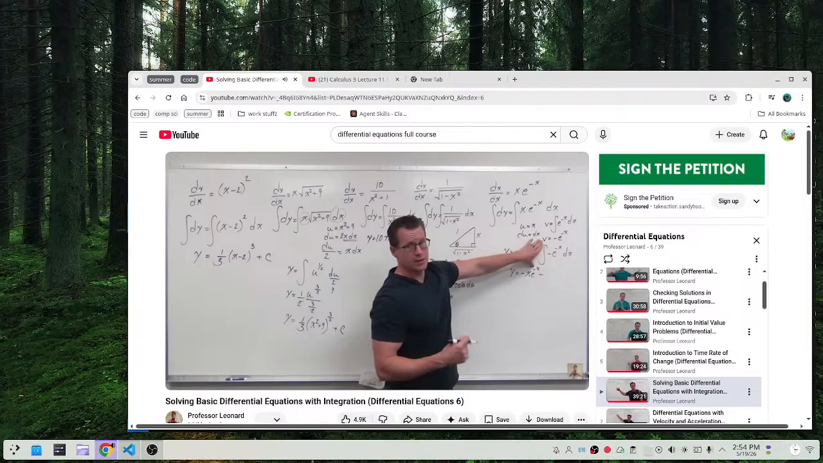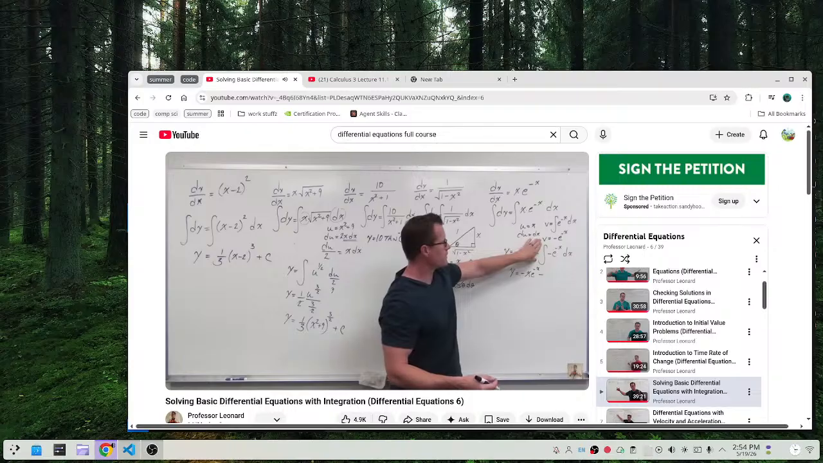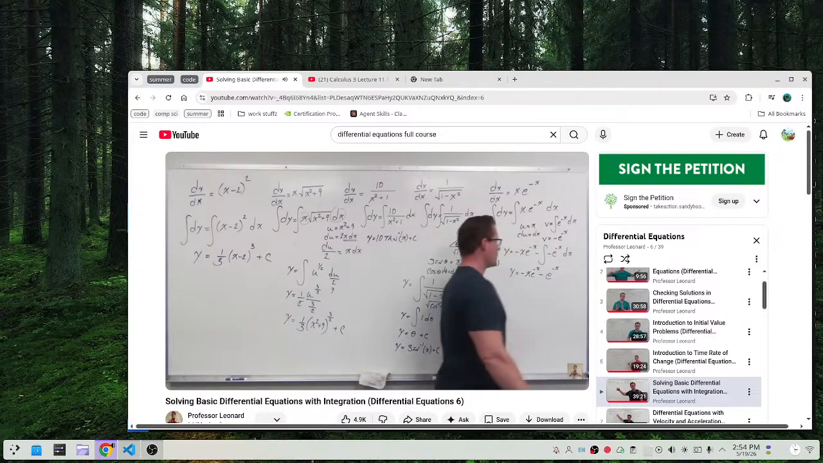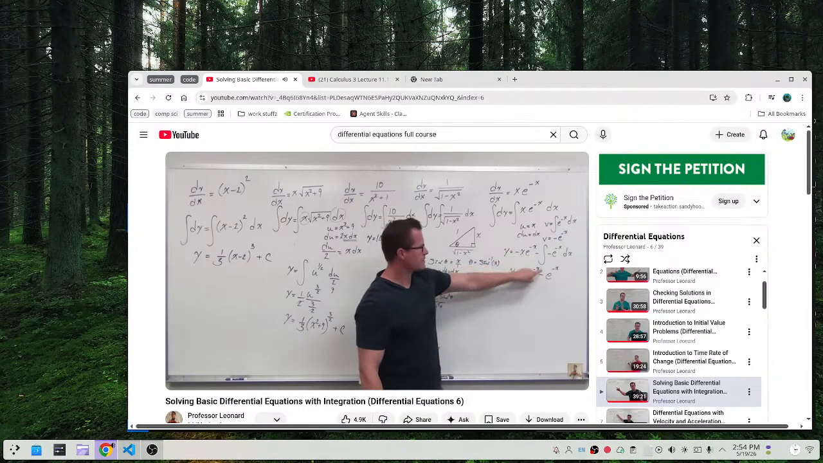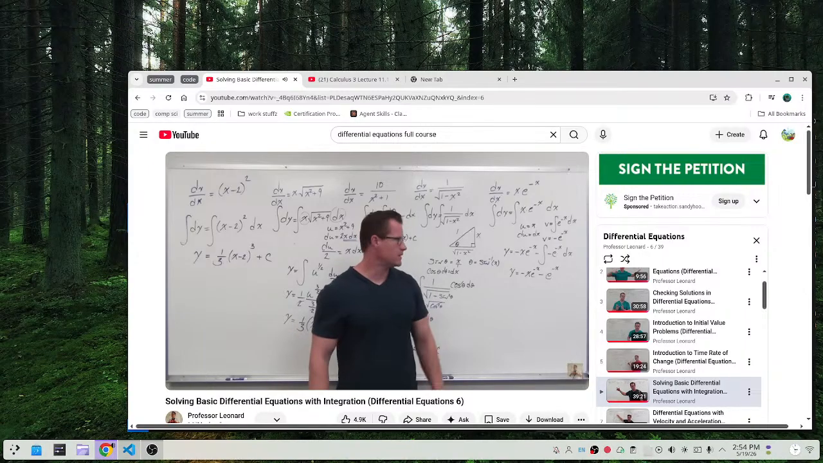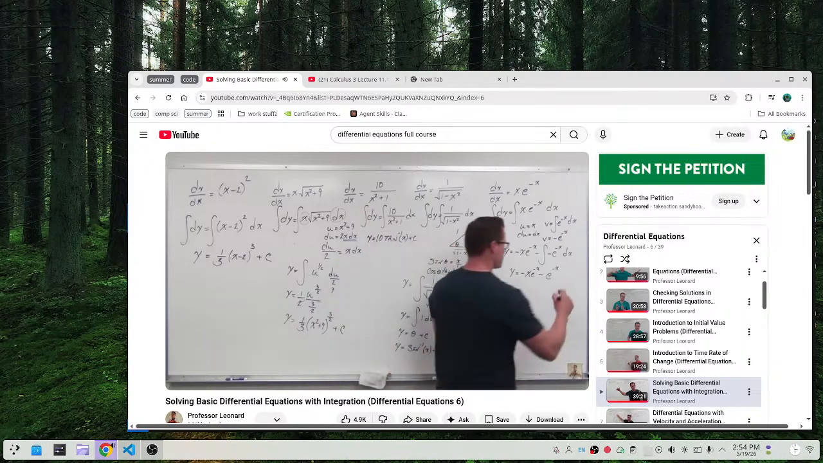Well, the integral of e to the negative x is negative e to the negative x, but we have a negative floating out front. So we're going to get positive e to the negative x. So minus is that minus. This becomes actually positive e to the negative x. And then we do a plus c.